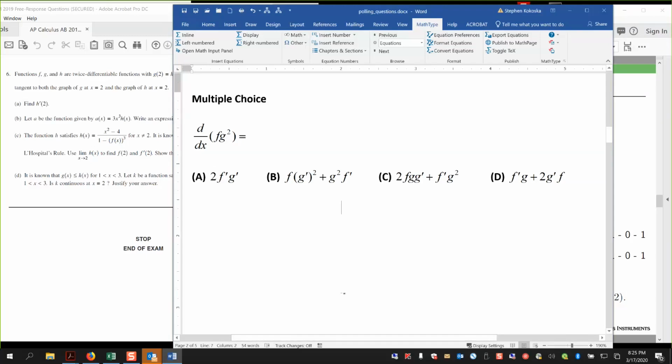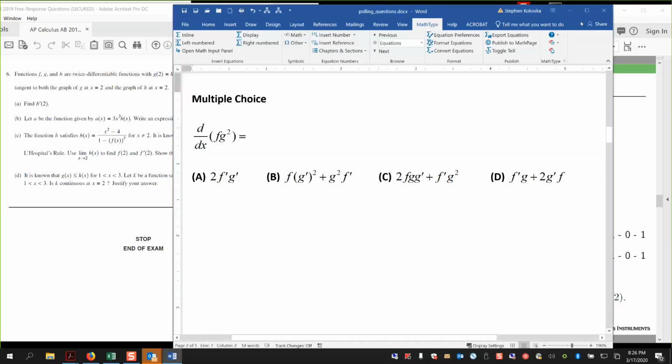All right, let's see. C is the correct answer. That's good. We still have those same 3 people guessing D all the time. All right. Well, that's good. Okay, yep, you do have to take the derivative of this. Take the derivative of f prime g squared, then the derivative of g. You have to use the chain rule. So, yep, the answer is C. Very good.